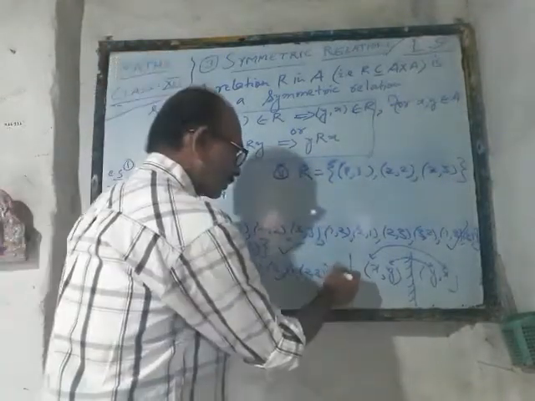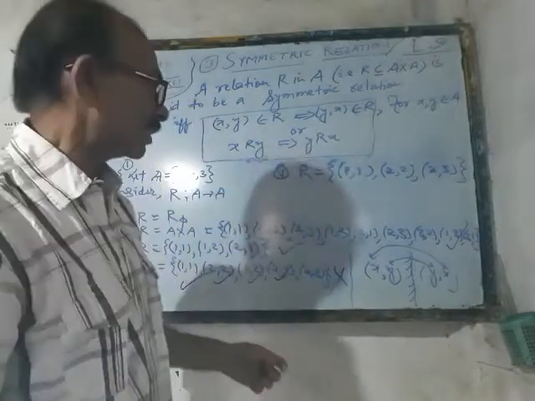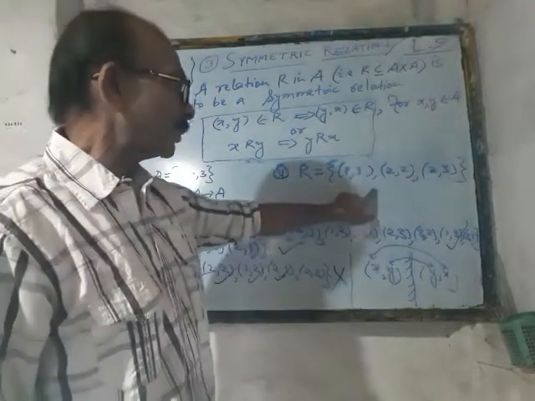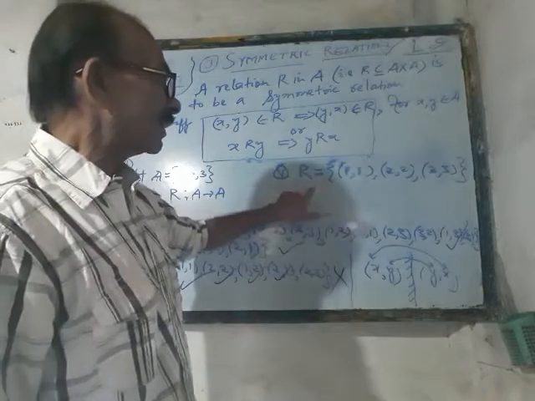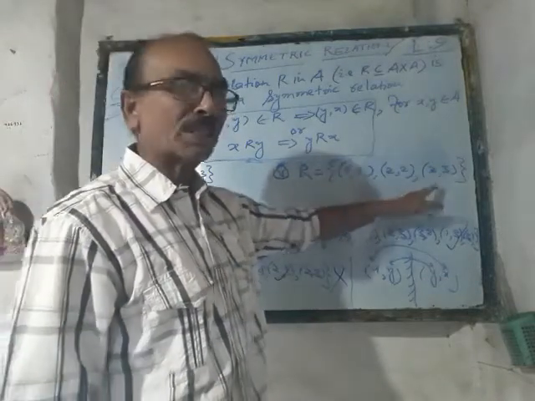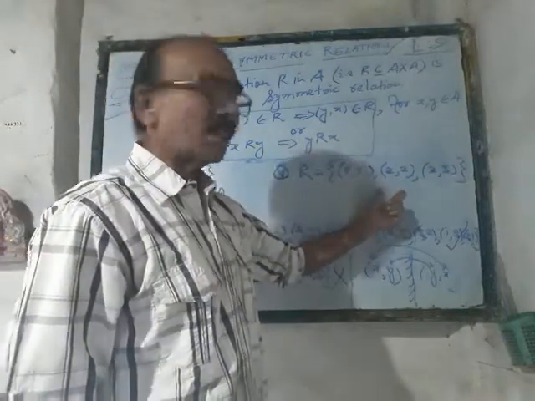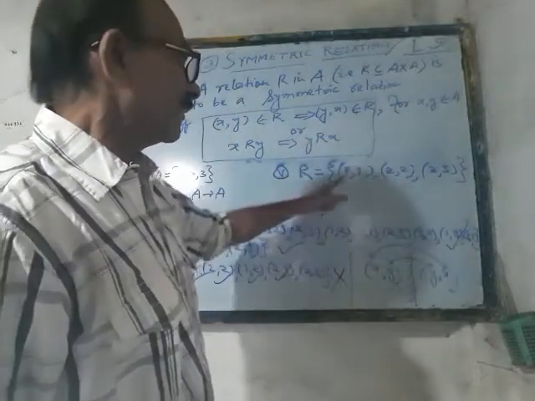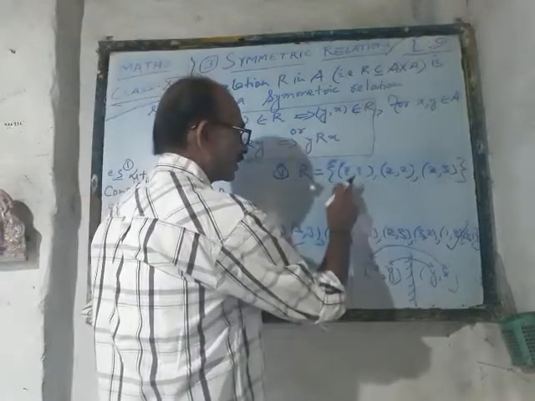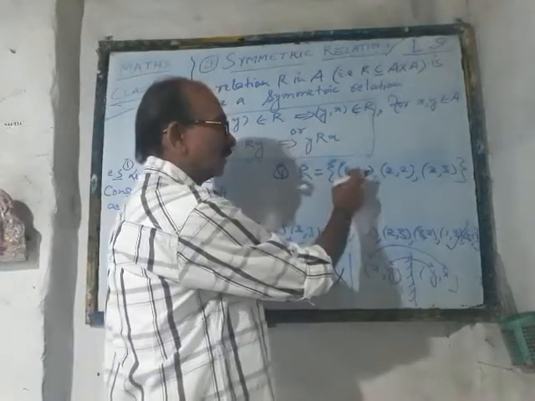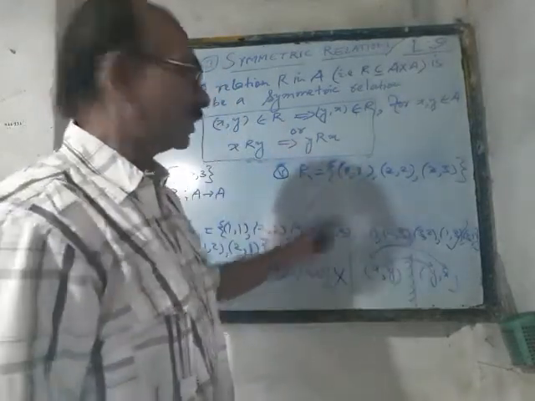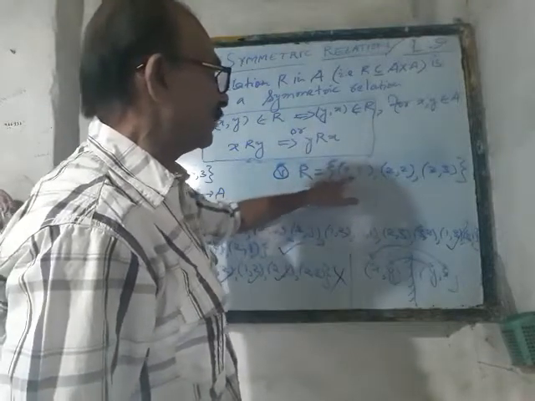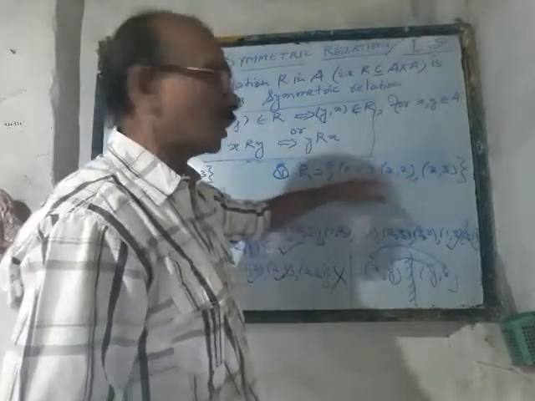So we conclude that this is not a symmetric relation. What about the last example, whatever I have just written? R contains (1,1), (2,2), (3,3), which is undoubtedly the identity relation, or you can say a reflexive relation. Whatever the (x,y) is, just see x is 1, y is 1, then (y,x) should be what? (1,1). I mean to say the same interpretation holds for all these.